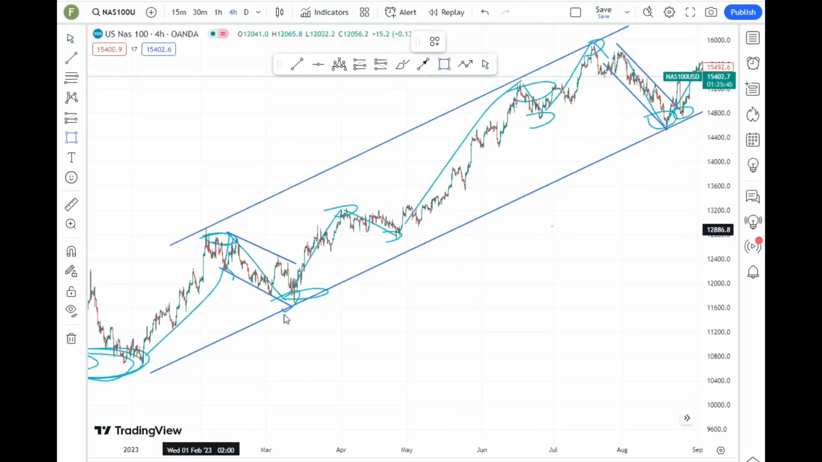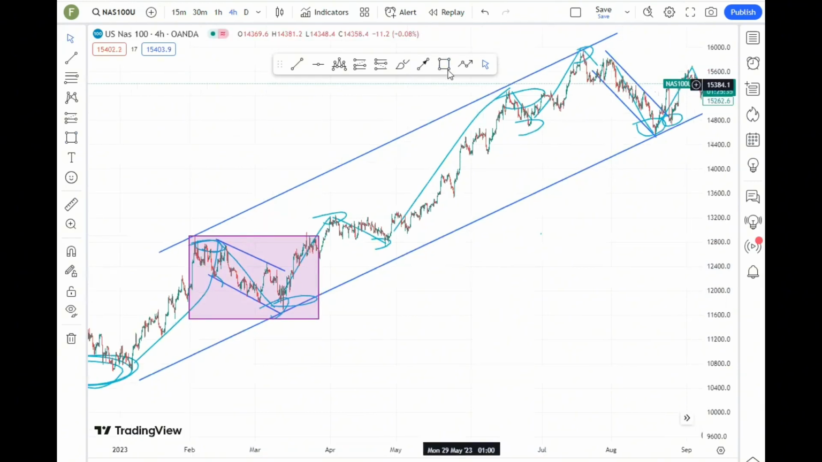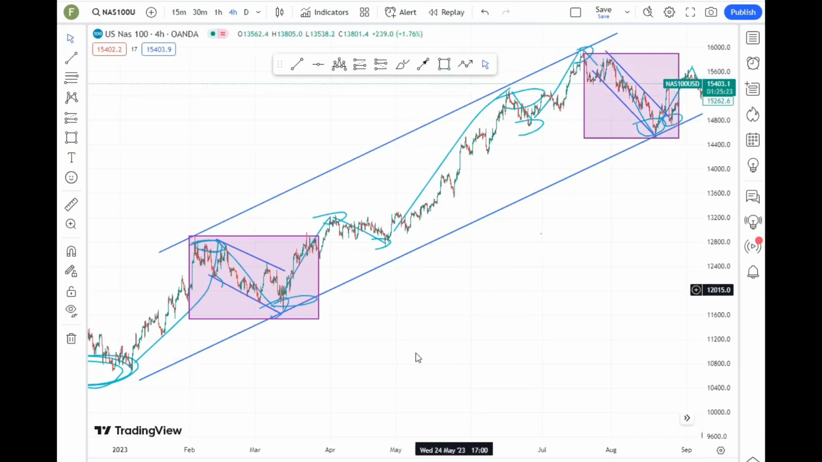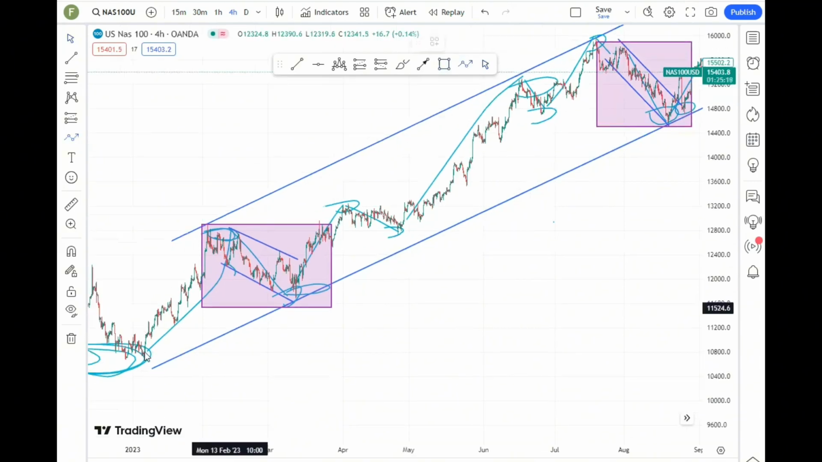Okay, so this same structure which we are seeing here is exactly like the previous structure which we have here. Let me highlight it for you so you can clearly see what I'm talking about. This same structure here is the same structure which we are looking at in the current market structure here. Do you see what I'm seeing, guys?